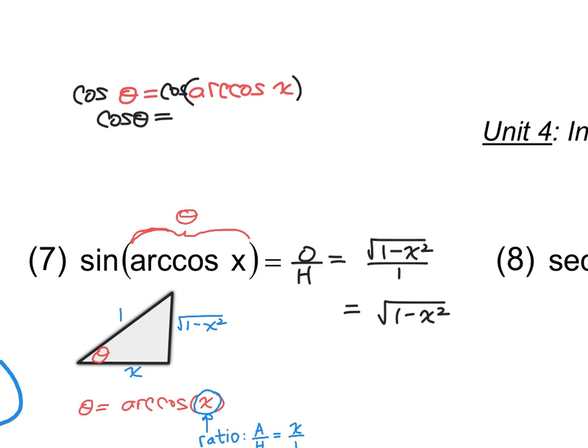Cosine and arc cosine would cancel on the right, giving you just the x. And since we know that cosine is adjacent over hypotenuse, a over h would be x over 1. All right? So all of that was behind the scenes.